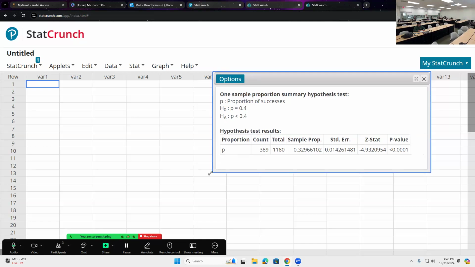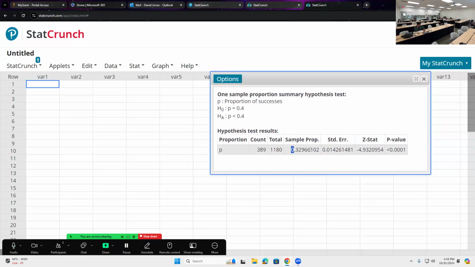I do want to point out that if you didn't want to do the calculation by hand and you needed to find the p hat, it's right there as the sample proportion. This is our test stat. Z stat is the test stat. So I'm gonna write down Z stat is negative 4.93. You don't need all the decimal places, just a couple. And it says my p-value is less than 0.0001.